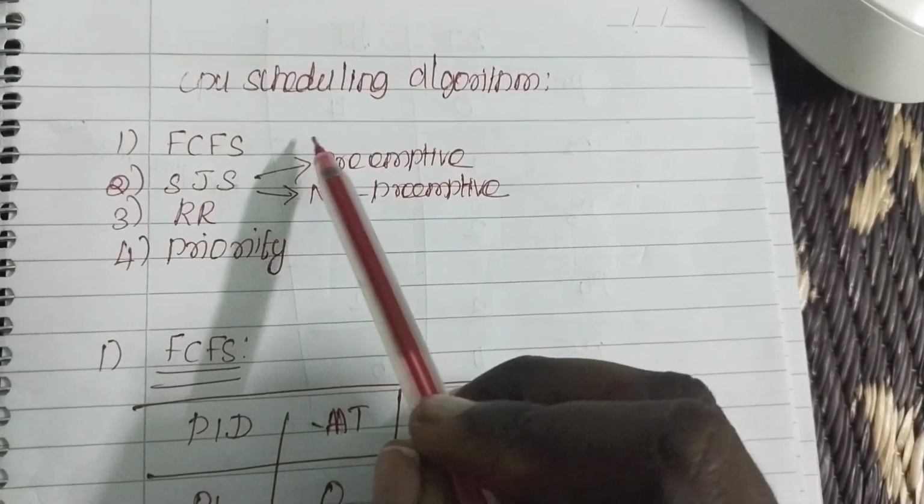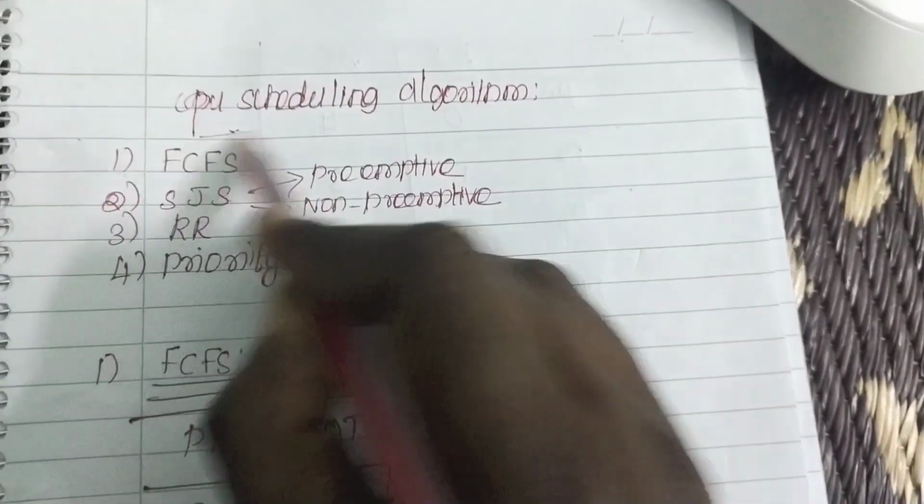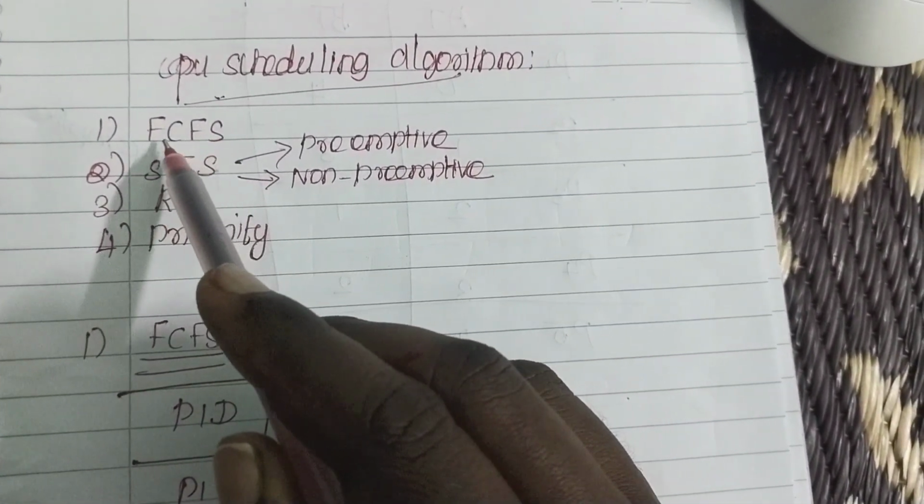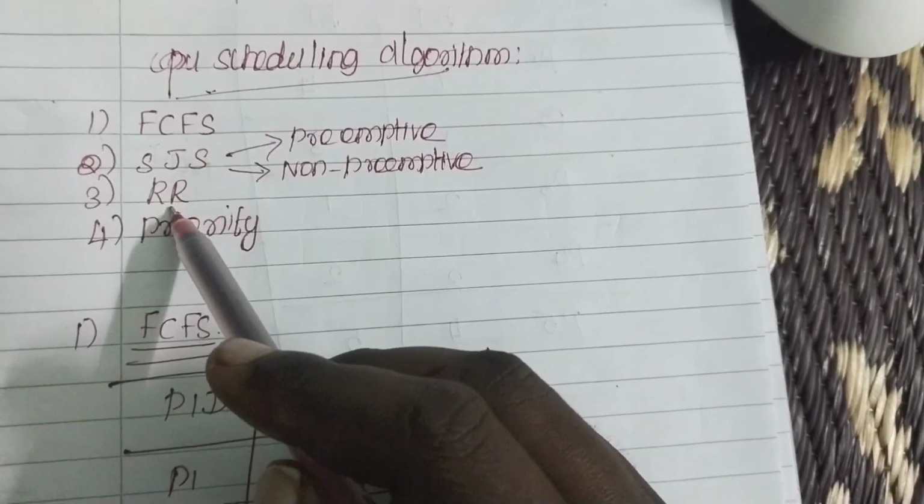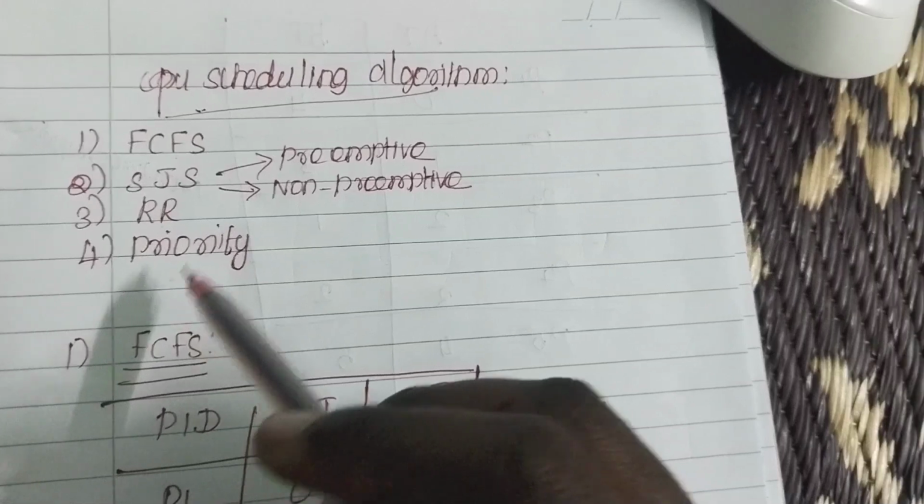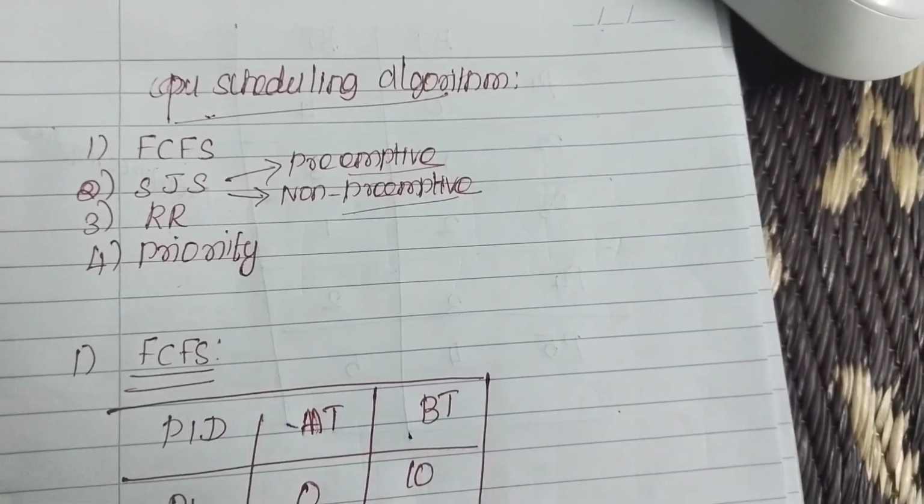In the operating system subject, in the second unit, an important question is the CPU scheduling algorithm. There are four types of CPU scheduling algorithm. First one is first come, first serve. Second one is SJF, third one is round robin, fourth one is priority scheduling. Before knowing the four algorithms, you need to know what is preemptive and what is non-preemptive.